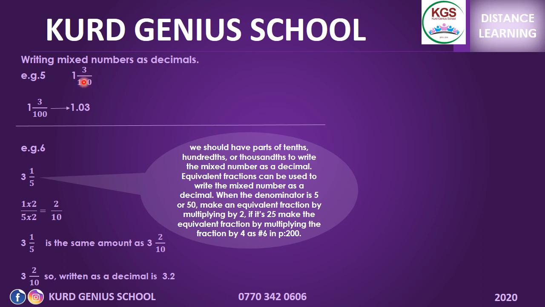Since we have parts of 100, that means we should have 2 digits to the right of the decimal point. But as the numerator of the fraction, we have only 1 digit. So we should write only 1 0 before the 3 and to the right of the decimal point. So write 1.03 or 1 and 3 hundredths.